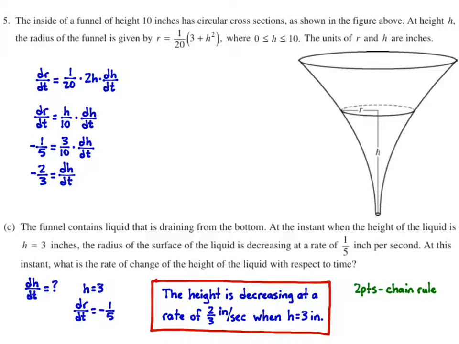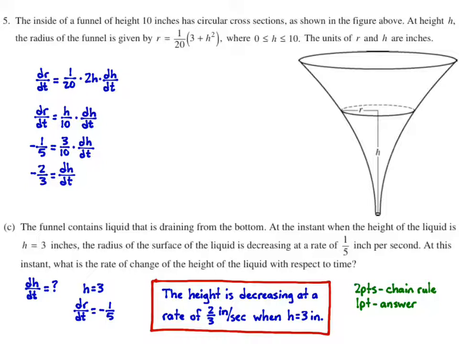You're going to get 2 points for the chain rule here, so knowing that you had to take the derivative with respect to time. So if you got to this point, you got 2 points, and then you're going to get 1 point for your final answer. All right, that's part C. That wraps up 2016 number 5.